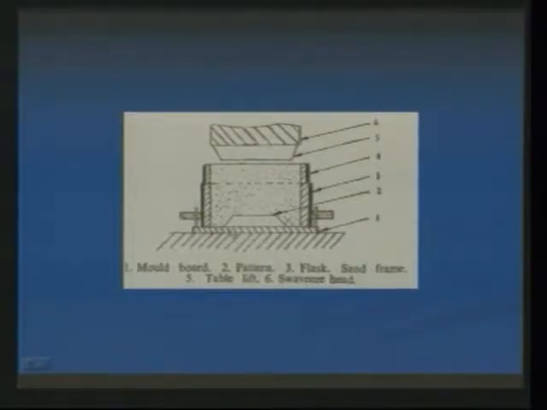Initially the pattern is placed, and we pour some sand over that pattern. Correspondingly the table will lift to some height, and successively it will drop down towards the flask, and the sand will be packed around the surface of the pattern. So this is one of the best methods for squeezing.